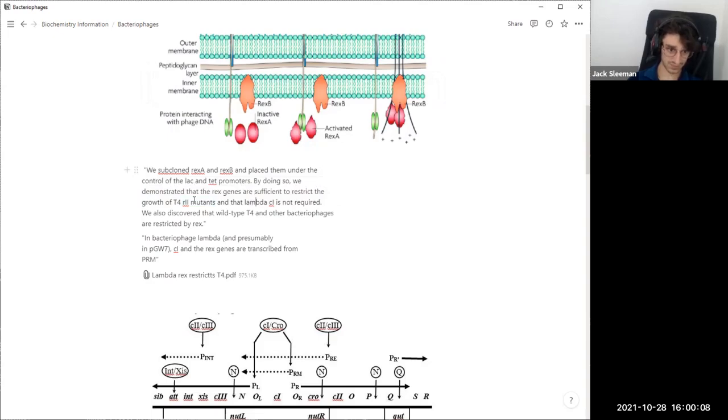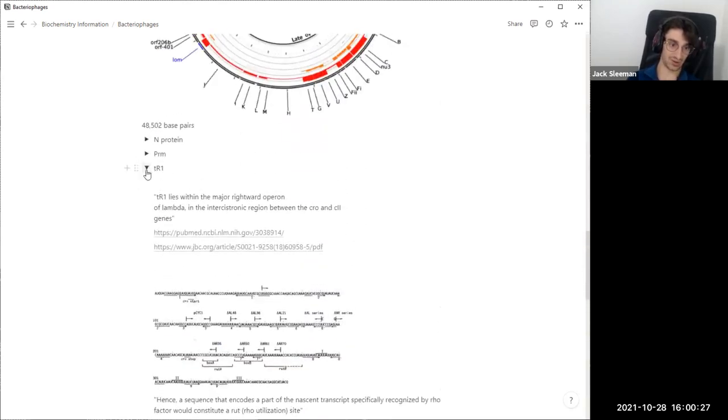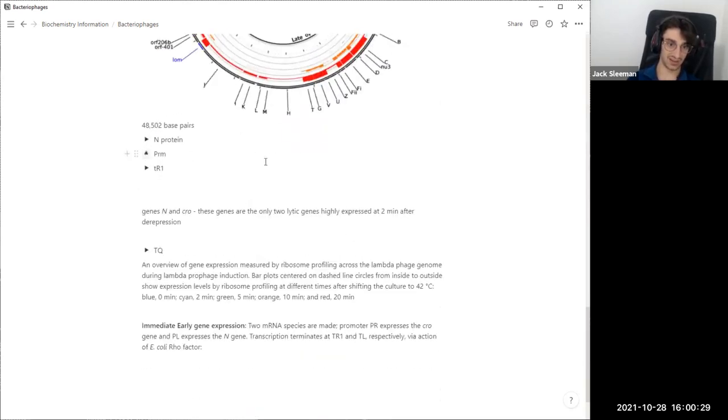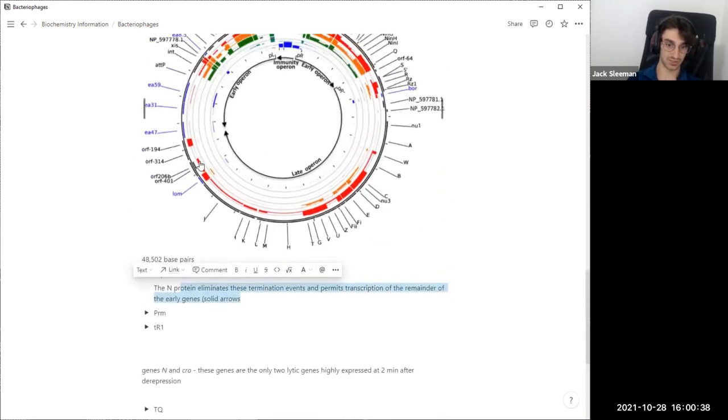So yeah, basically what we're seeing is immunity against T4, which is usually not what happens. T4 usually goes in and just causes a lytic situation, and without C1, right? So whatever. This is just all information I'm throwing at y'all. A little thing: the N protein eliminates termination events, permits transcription of early genes.